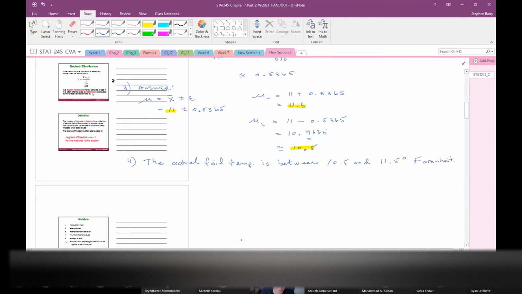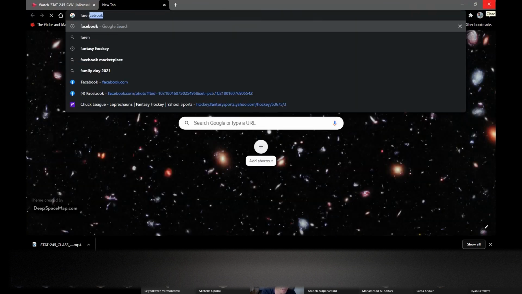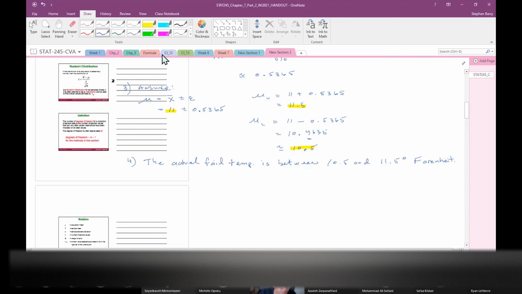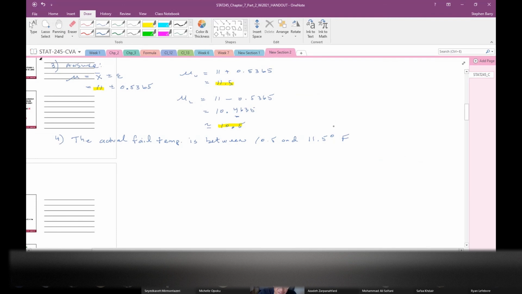How do you spell Fahrenheit? I knock you guys for spelling, so maybe I should look it up. Fahrenheit, with an H. The Americans and their Fahrenheit scale. I don't know why they just don't abandon it and get onto the metric system like everybody else. But there you go. 10.5 and 11.5 degrees Fahrenheit.